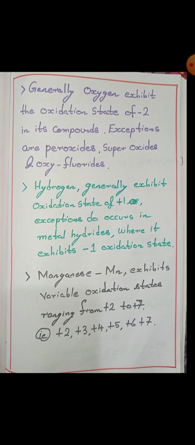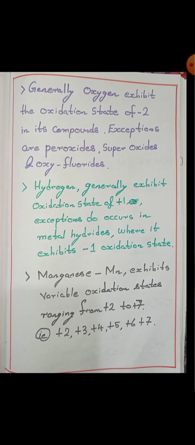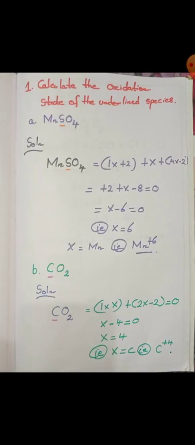Manganese, the symbol is Mn, exhibits variable oxidation states ranging from +2 to +7. That is +2, +3, +4, +5, +6 and +7. Now let us see oxidation number with a simple problem. Calculate the oxidation state of the underlined species.